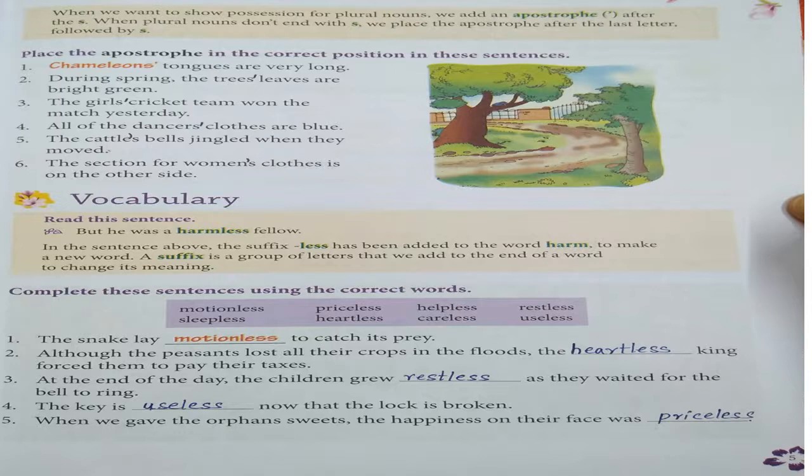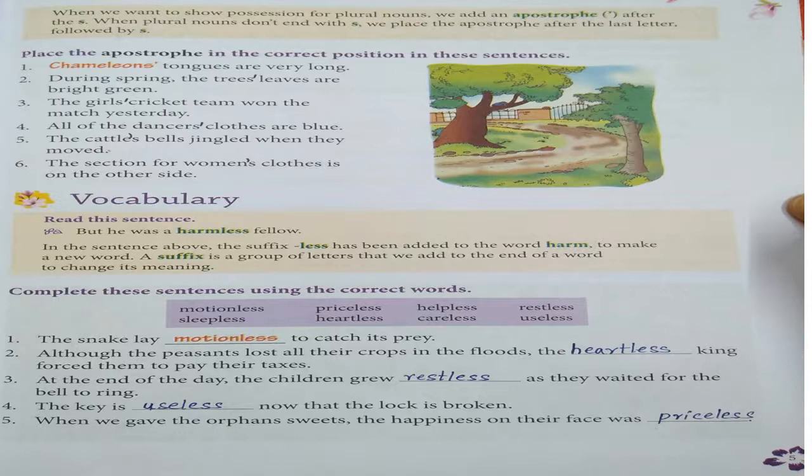Second one. Although the peasants lost all their crops in the floods, the heartless king forced them to pay their taxes. Heart is the root word. When I am adding LESS to it, it is becoming heartless. A heartful king is a kind king. Heartless means a very cruel king. The meaning is changed because of the suffix LESS.